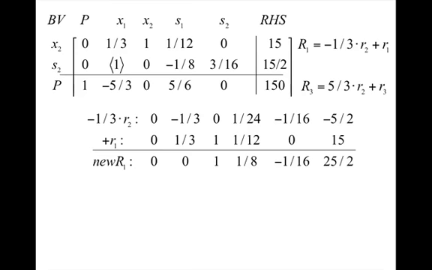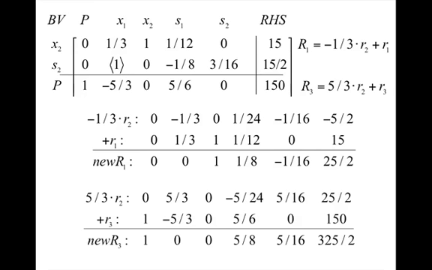Now 5/3 times row 2 gives me 0, 5/3, 0, negative 5 over 24, 5 over 16, and 25 over 2. When I add row 3, this gives me my new row 3. 0 plus 1 is 1. 5/3 minus 5/3 gives me the 0 I wanted. 0 plus 0 is 0.